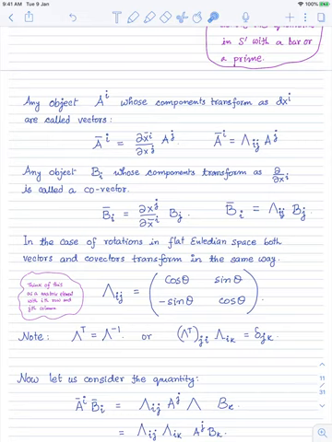Just to point out one very interesting fact about this matrix lambda: if you take a transpose, interchanging the indices, then what you immediately get is the inverse lambda, because that is the same thing as theta going to minus theta. That's the inverse rotation. So that's the same thing as inverse lambda.